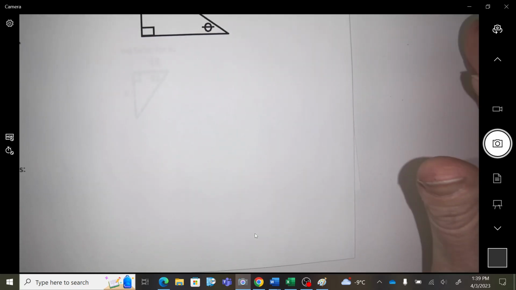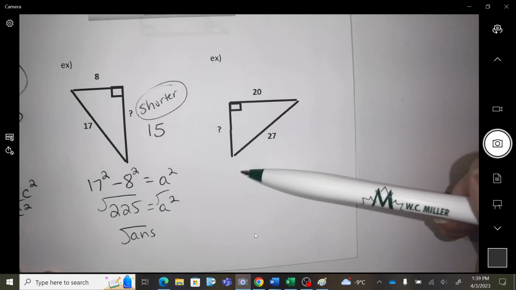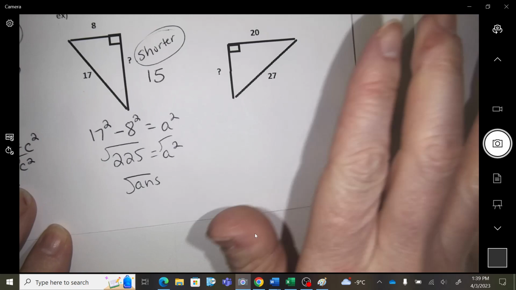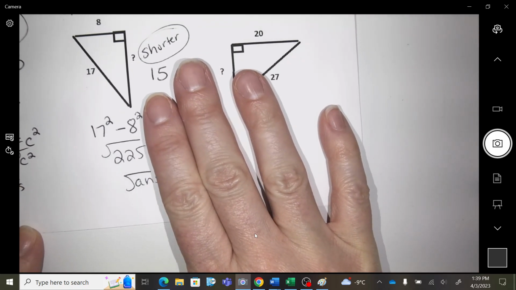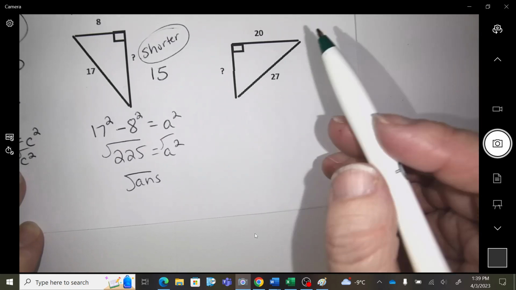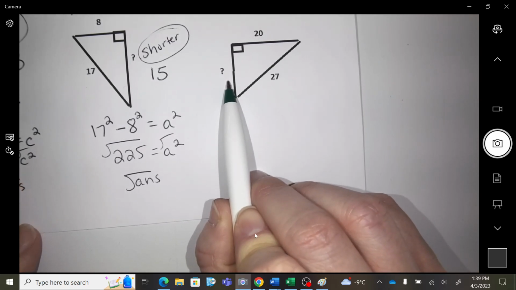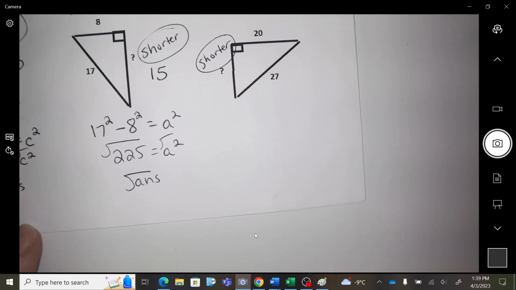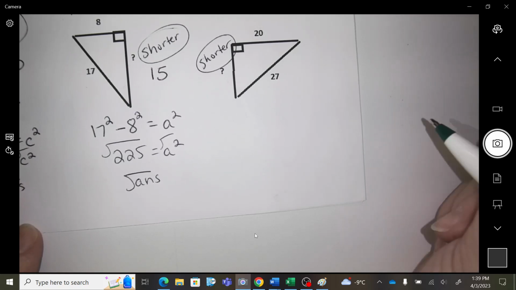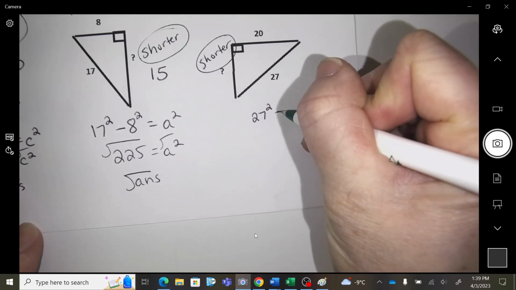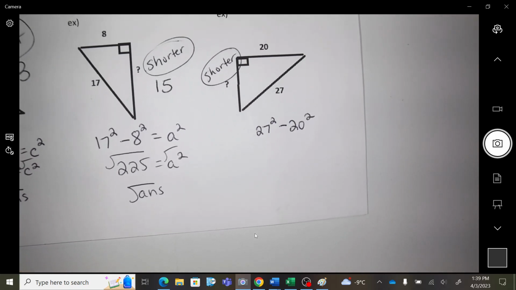Do we have to write in the square root 225 equals square root a squared? No. Or is that what you just did? Just basically that? Yeah. Yep, that's fine. I'll do that, what you're saying, for this next one. Okay, ready? Is this a longer or a shorter? Shorter. So would I add or subtract stuff? Subtract. Which one should I start with first? The longest. Subtract the other. So I'm going to do that.